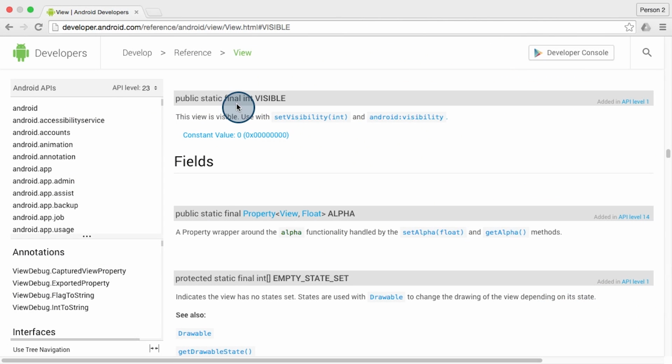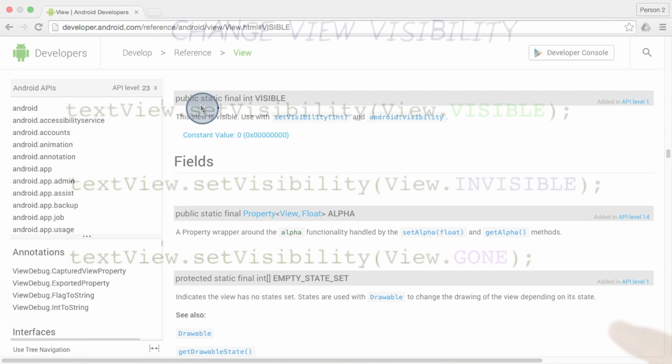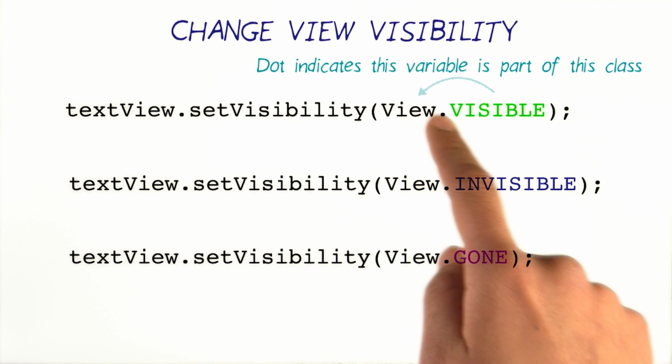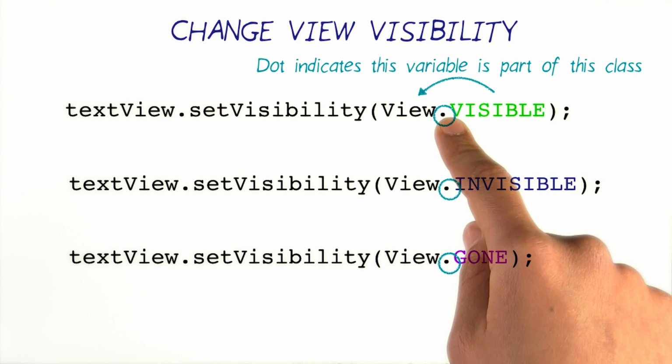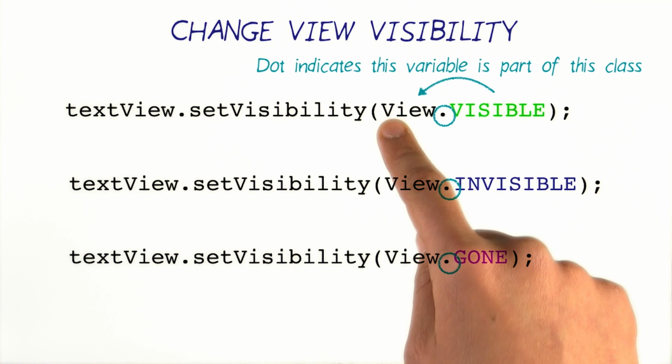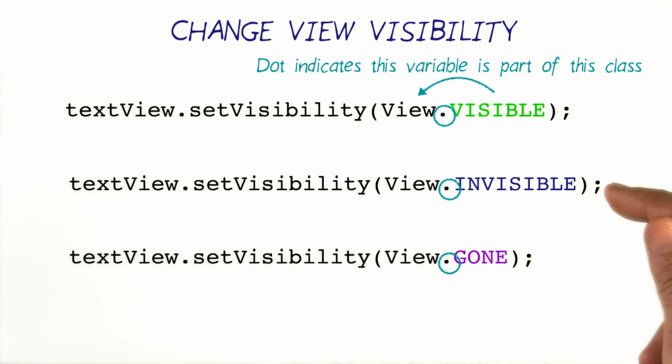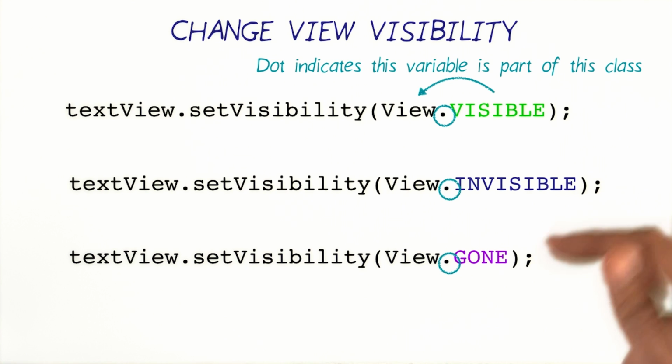All right, so the final keyword explains why this variable is a constant value and has its name in all capital letters. Now, what about this static keyword? Well, this means that this variable is associated with the class and not associated with an object instance of the class. This is a very non-trivial concept, but we won't go into that detail now. All you need to know is that since the variable is public and static, you can go ahead and refer to this variable directly using the class name View followed by a dot. So in this case, View.VISIBLE. This dot notation means that this variable is part of the class that comes before the dot. Other examples are View.INVISIBLE or View.GONE for these other states.